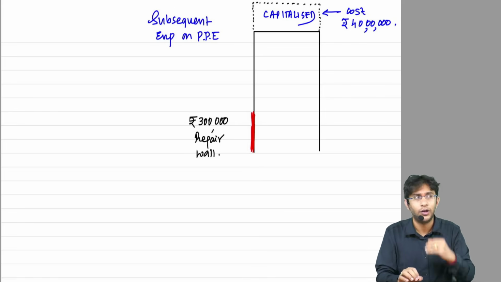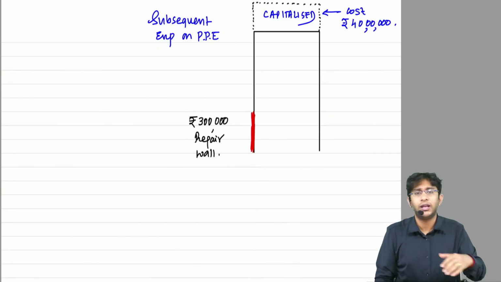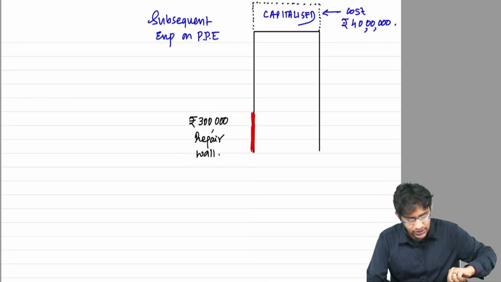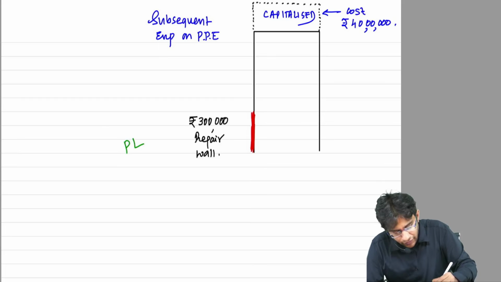This expenditure will not give us any additional benefits. Whatever benefits we are anyway going to get, the expenditure will ensure that there is no disturbance to that. So this kind of expenditure cannot be capitalized. This kind of expenditure is thrown off as an expense into P&L.